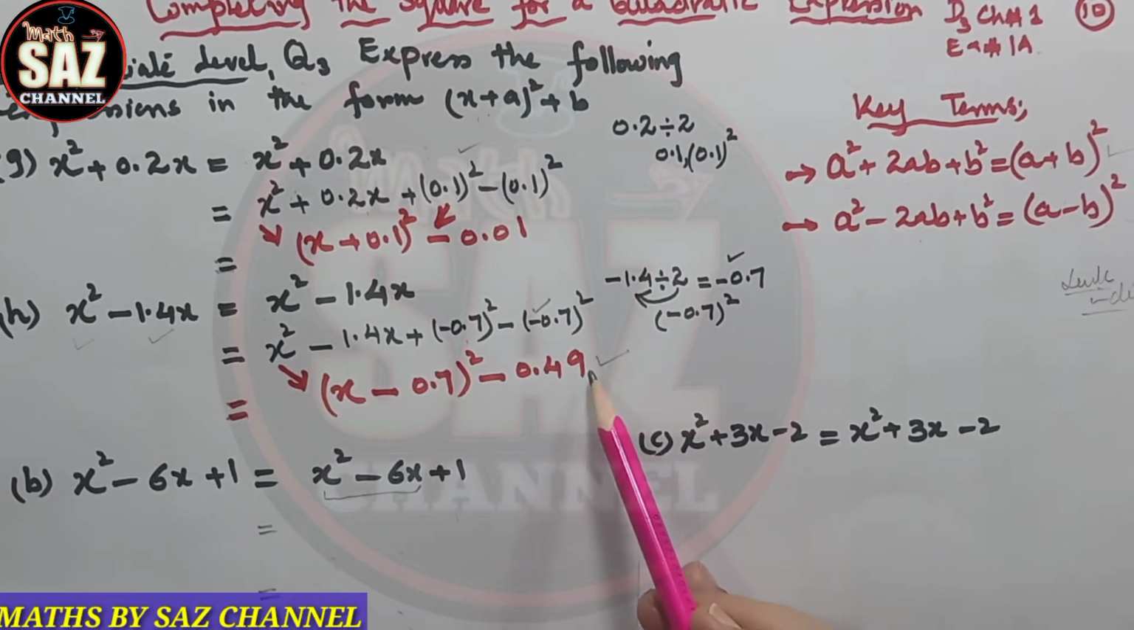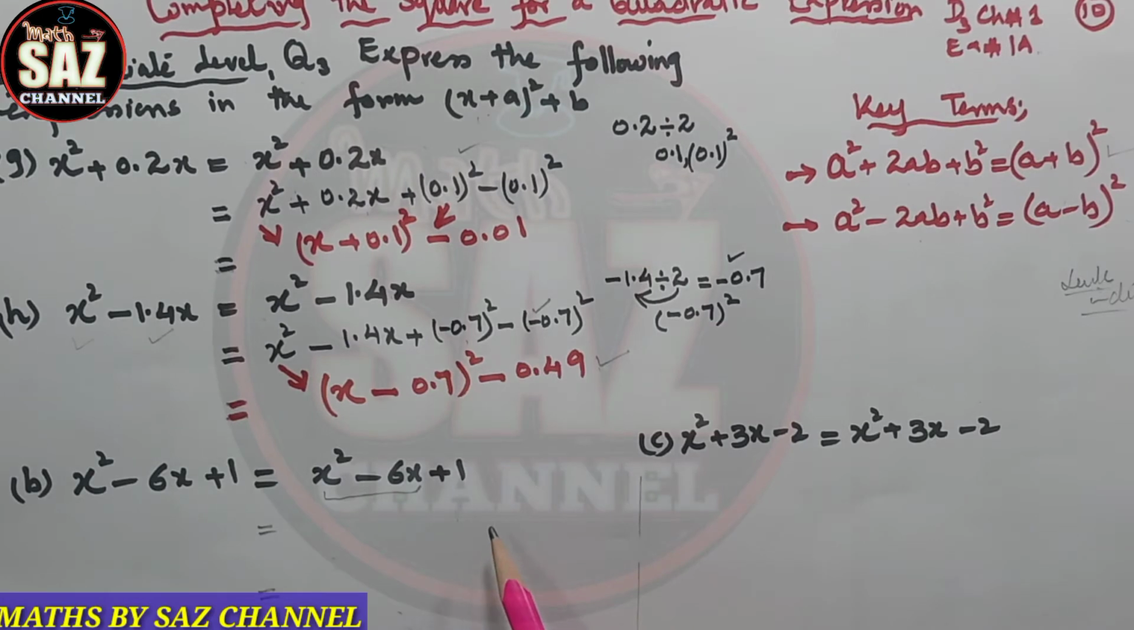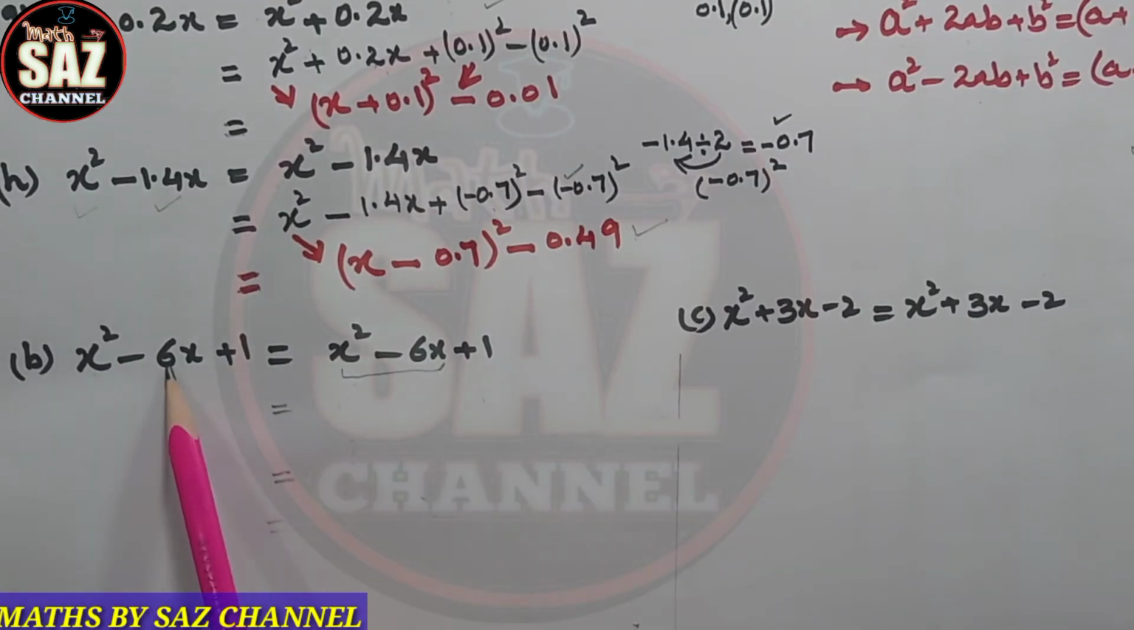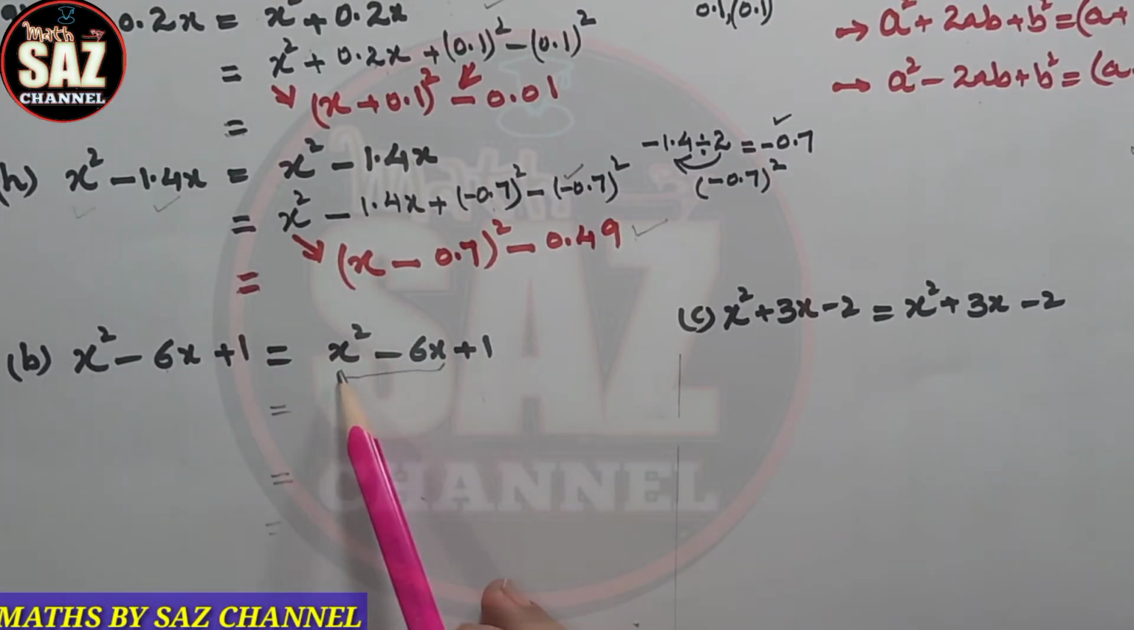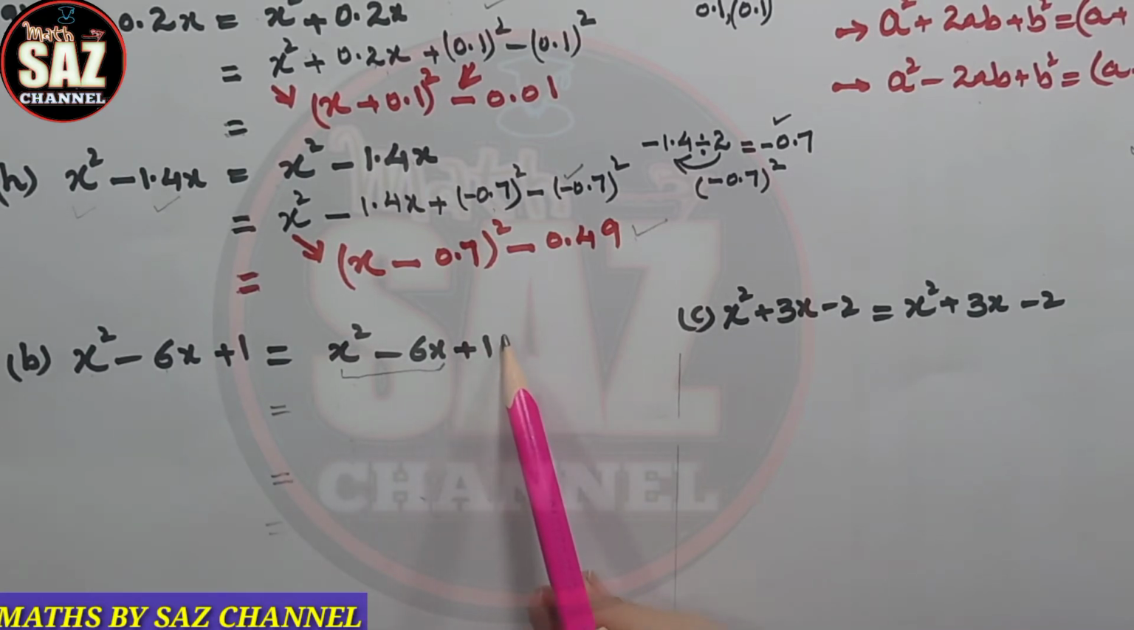I hope you are clear about this question. Let's move to the next question. The next question is x square minus 6x plus 1. The question has three terms. If you look at the last term, it's not a perfect square.